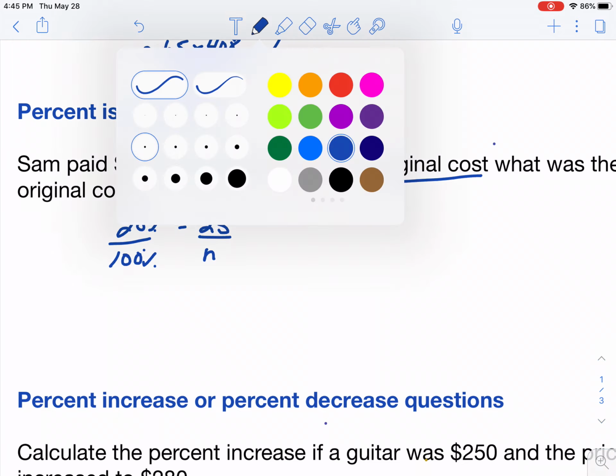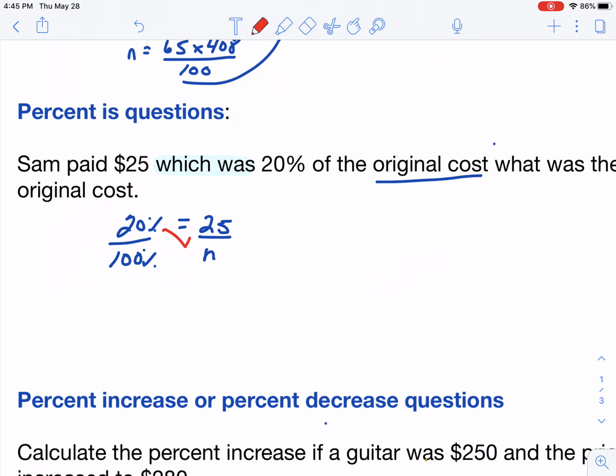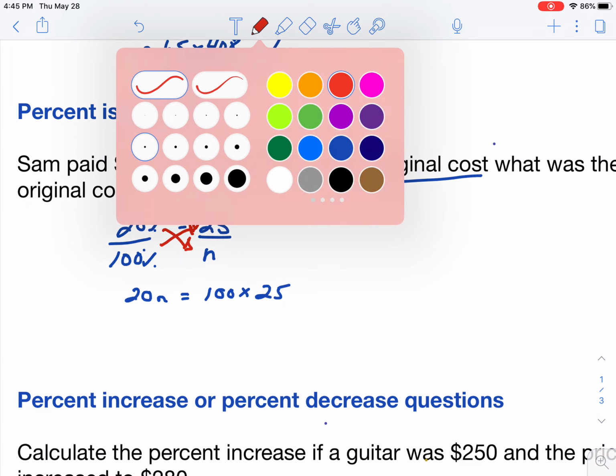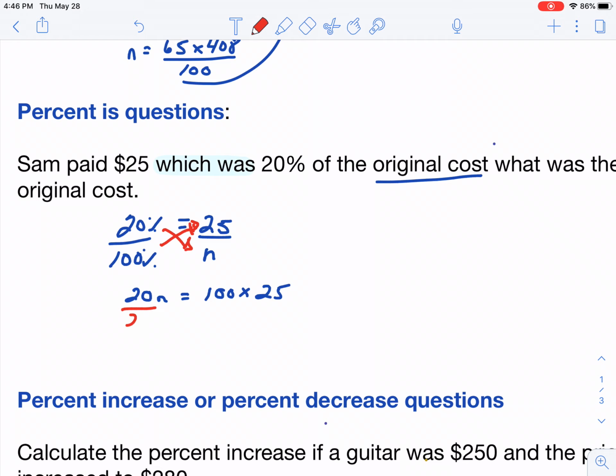Again, I'm looking at doing the exact same thing at this point: 20% times n, 100% times 25. And just to reiterate, the percent signs cancel out. There's one on top of another. So the ratio, that connection with percent, is no longer there. So that's where I get my 20n is equal to 100 times 25. To solve this, I'm simply going to divide both sides by 20 to get n by itself.